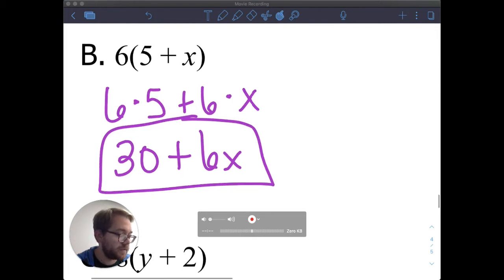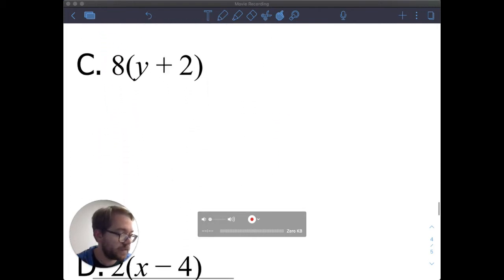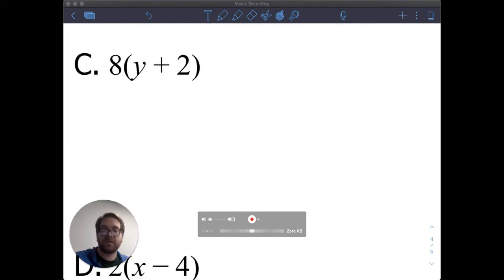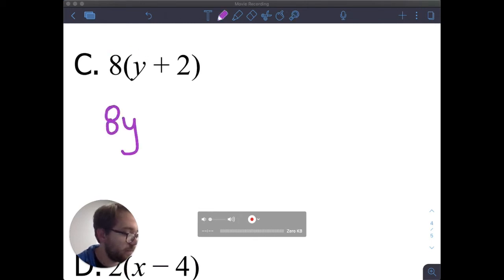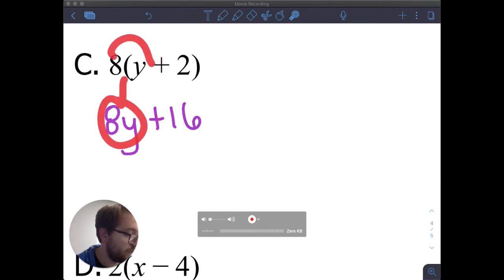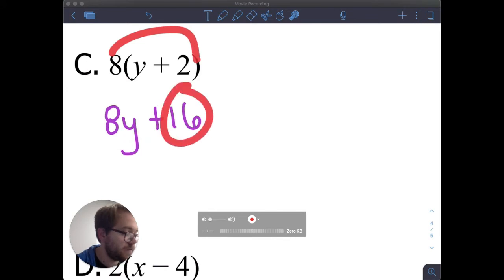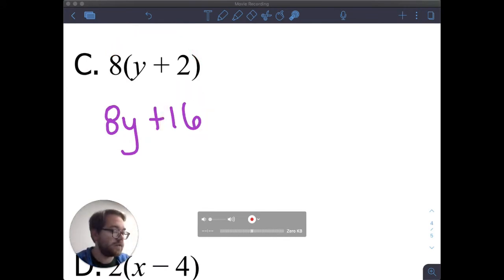Let's do another one. C. 8 times y plus 2. So I'll take 8 times y, it's 8y, and 8 times 2 is 16, and then the plus sign is still there. 8 times y is 8y, 8 times 2 is 16, and that would be your final answer.